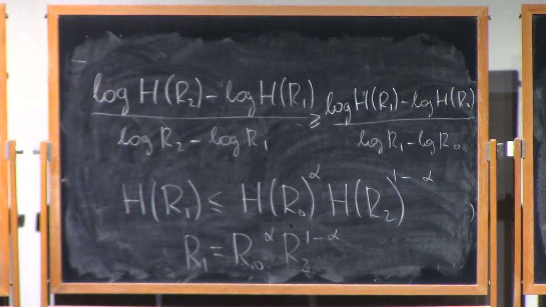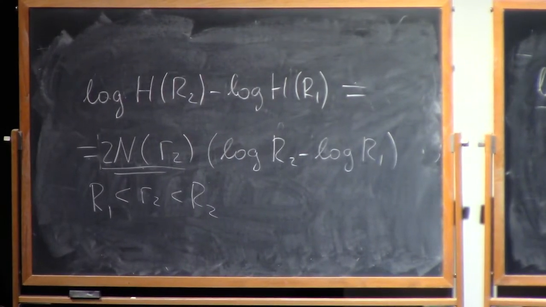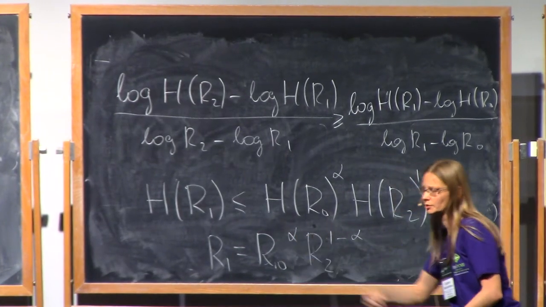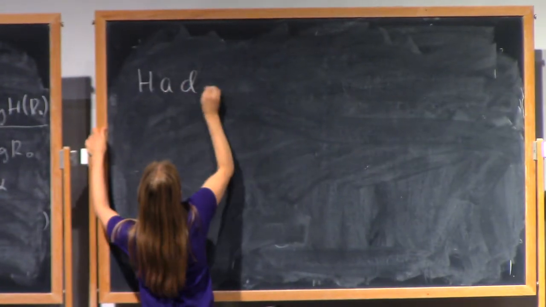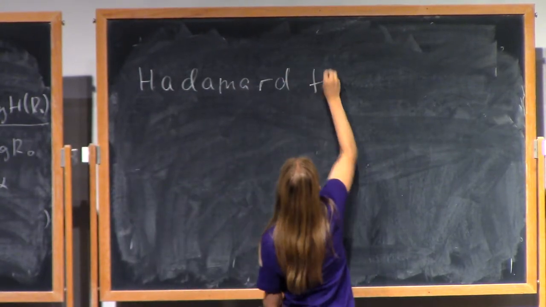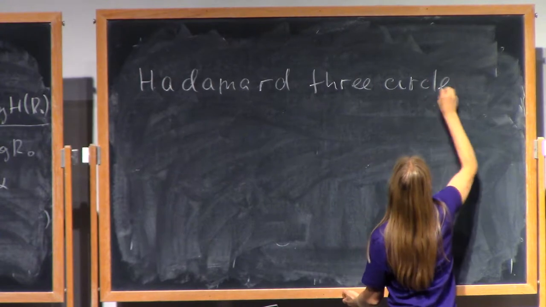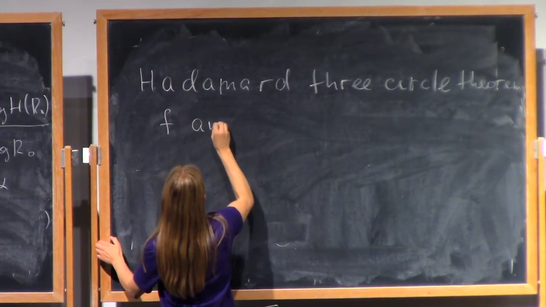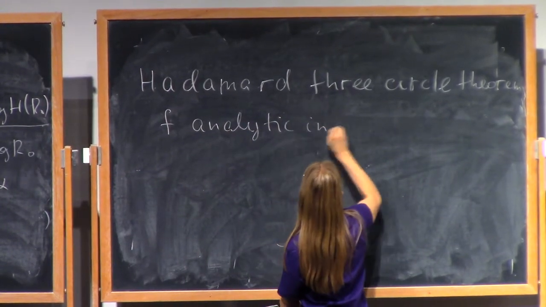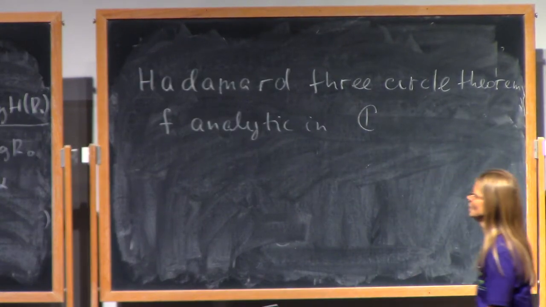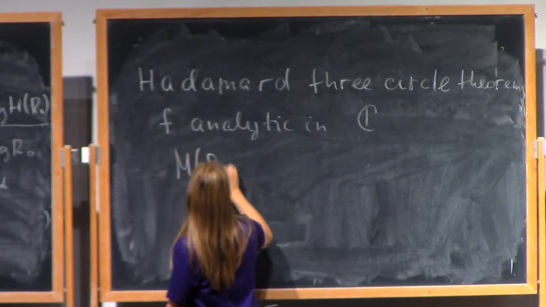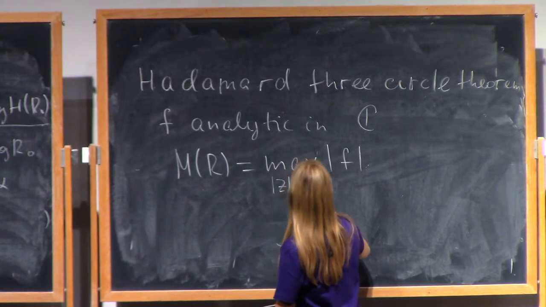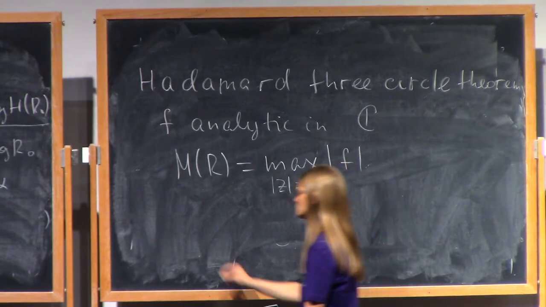If you remember complex analysis course, probably realize immediately that it looks very much like Hadamard three-circle theorem. That tells you that if you have an analytic function, in the complex plane or part of the complex plane, and you look at the maximum value of this function, say on the circle of radius r, then you have exactly this inequality.